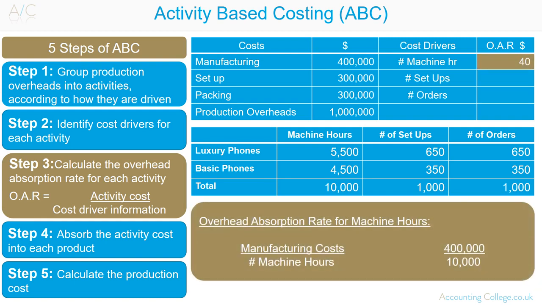The overhead absorption rate for the manufacturing costs will be the value of the manufacturing costs divided by the number of machine hours, $40 per machine hour. The overhead absorption rate for setting up costs would be the setup costs divided by the number of setups, $300 per setup. The overhead absorption rate for packing costs would be the packing costs divided by the number of customer orders, $300 per order.